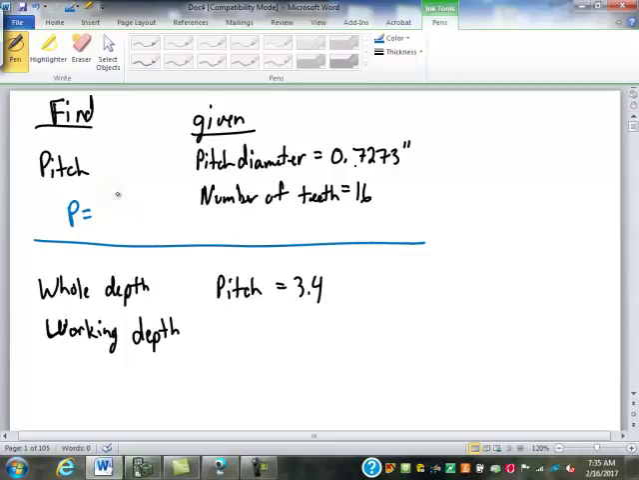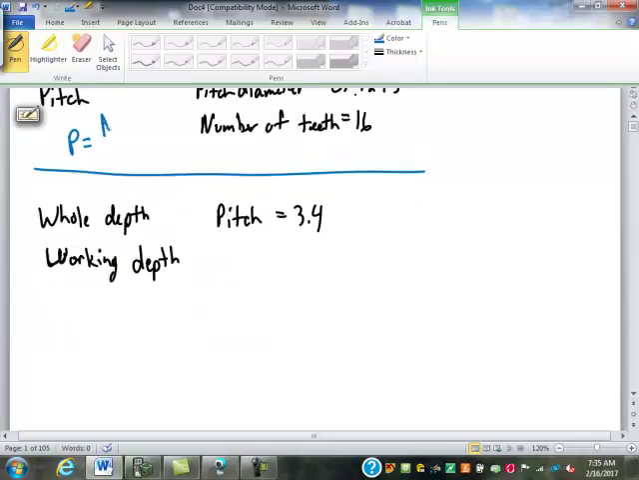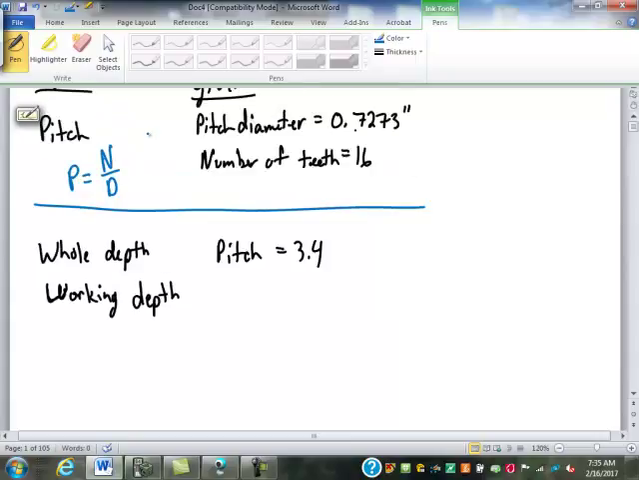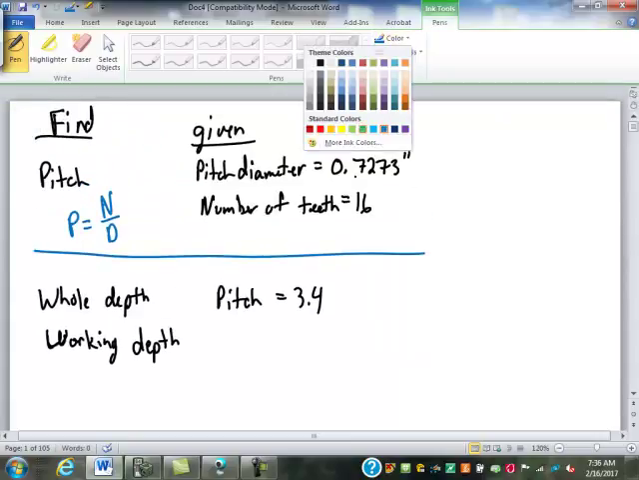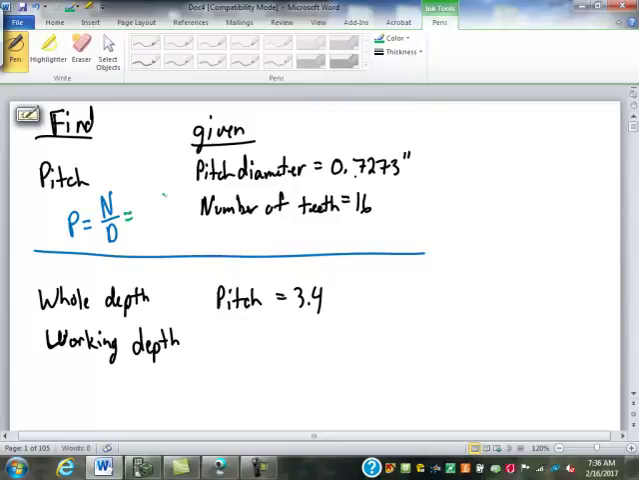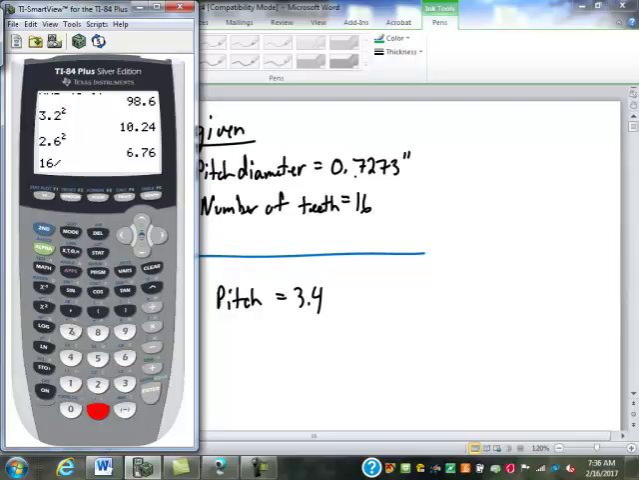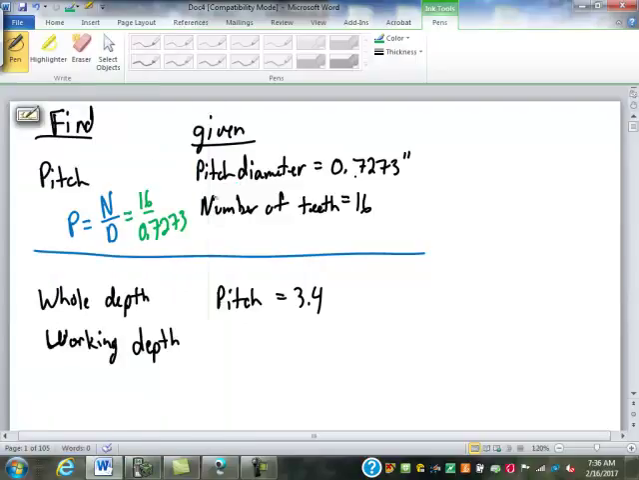So the formula that's given there is the pitch is the number of teeth divided by the pitch diameter. For this one, we're going to do 16 teeth divided by 0.7273. That gives us a pitch of 21.9999. Since we're going to assume the 0.7273 is rounded off, chances are that's 0.727272. The 21.99 we're going to round to 22. So it's a pitch of 22.